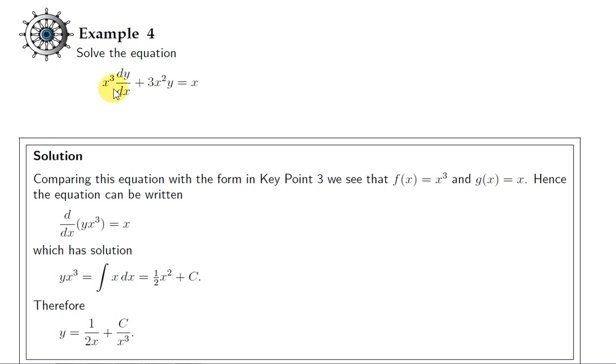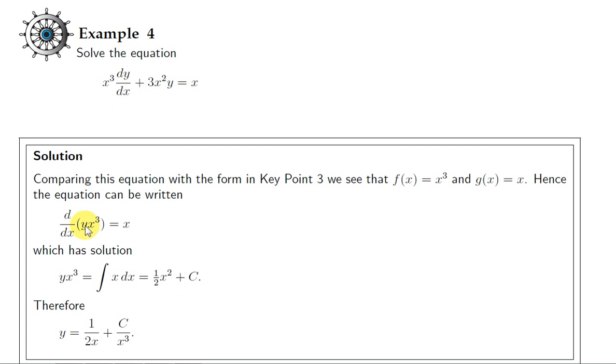Let's look at this example here. Notice that we have this function x cubed, but its derivative 3x squared appears over here. We also see dy dx and y. So this thing looks like the derivative of some product. And indeed the product is y times x cubed.